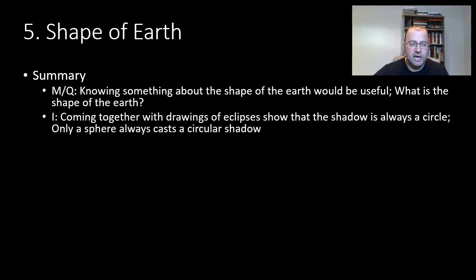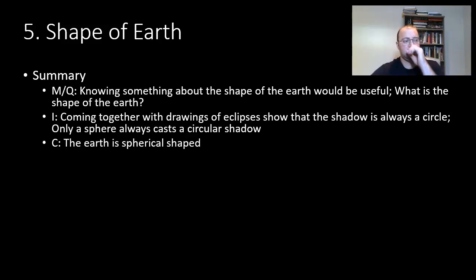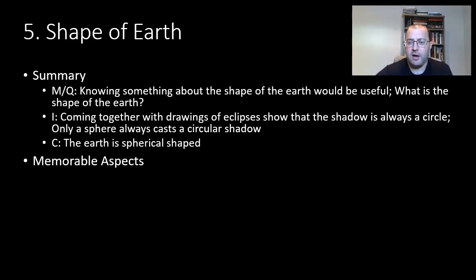And the investigation was bringing together a bunch of different drawings of eclipses to show that the shadow is always a circle, and there is only one shape of object that always casts a circular shadow, and that is a sphere. So the Earth is spherically shaped.